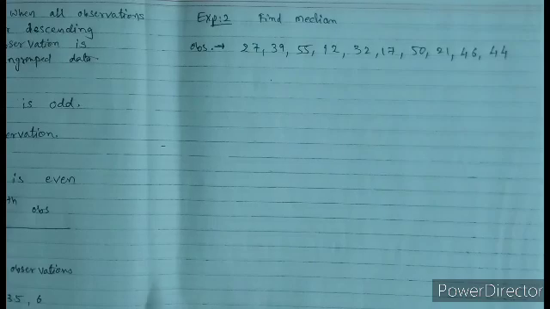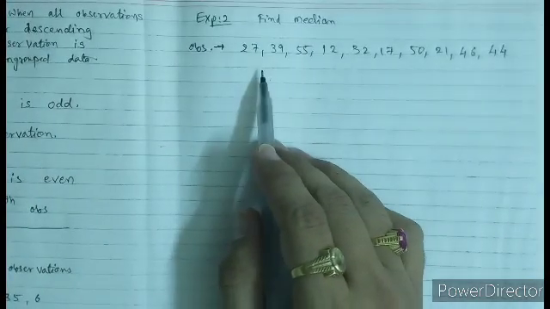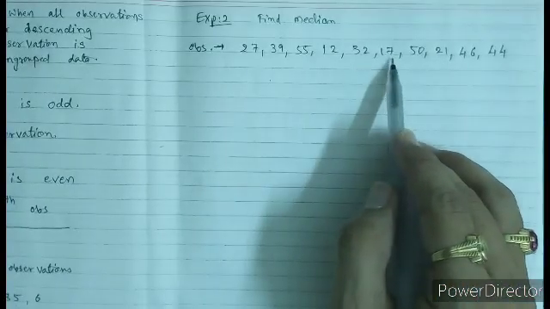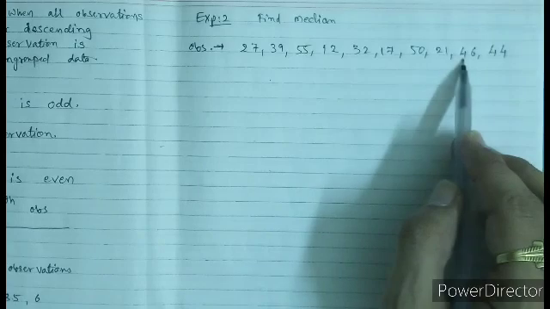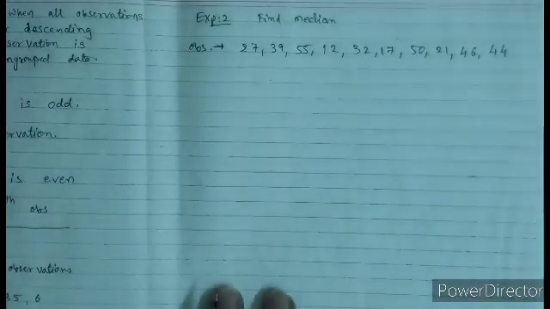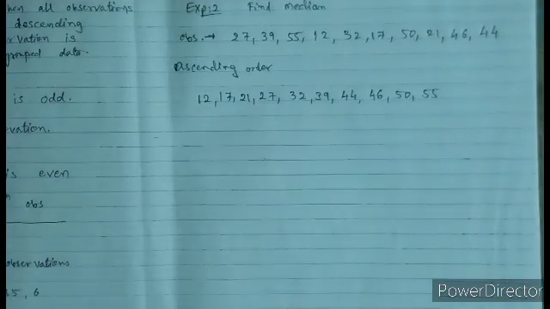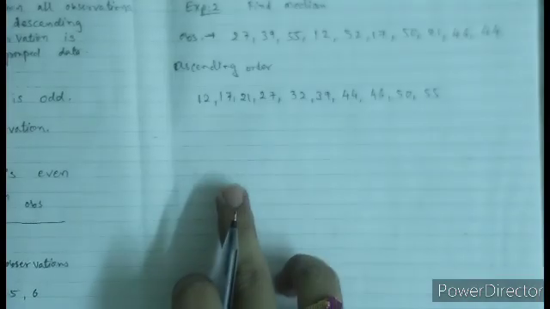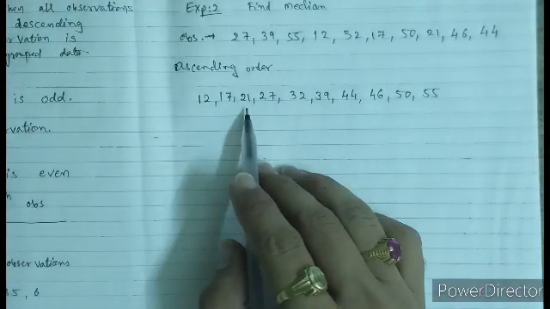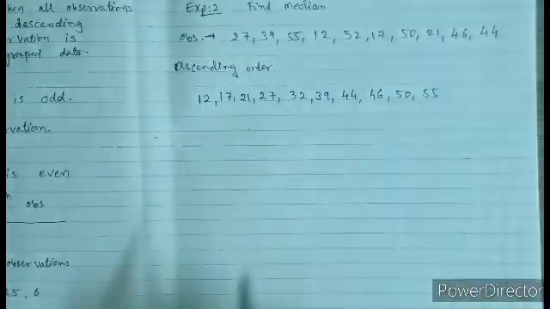Now let us take one more example. We have to find the median of these given observations: 27, 39, 55, 12, 32, 17, 50, 21, 46 and 44. First of all, we have to arrange these given observations in ascending or descending order. Do it. So here are the observations in ascending order: 12, 17, 21, 27, 32, 39, 44, 46, 50 and 55.